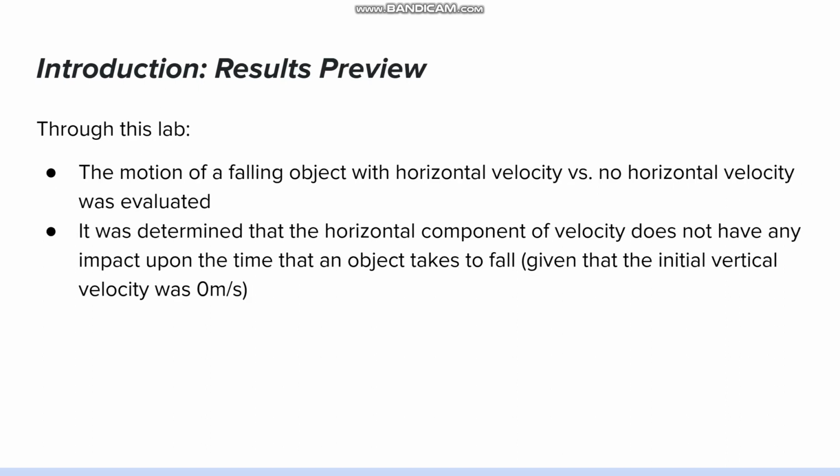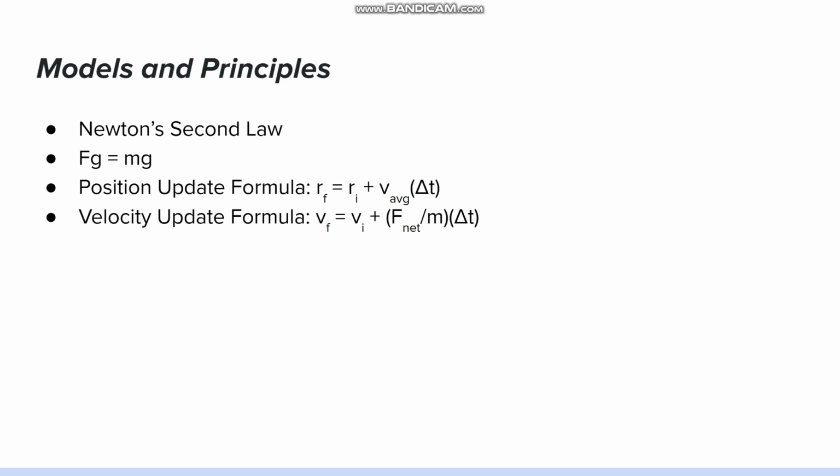Results preview. Through this lab, the motion of a falling object with horizontal velocity versus no horizontal velocity was evaluated. It was determined that the horizontal component of velocity does not have any impact upon the time that an object takes to fall, given that the initial vertical velocity was 0 meters per second. The models and principles used in this lab were Newton's second law, Fg = mg, the position update formula, and the velocity update formula.